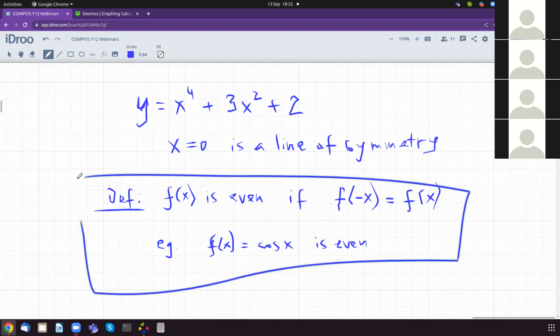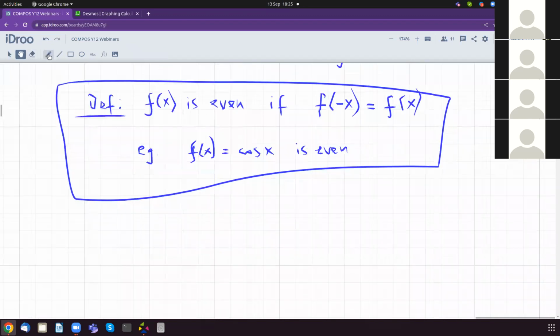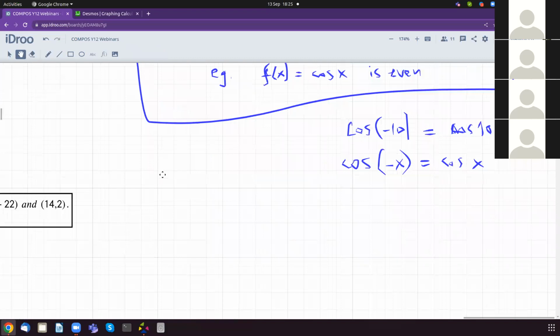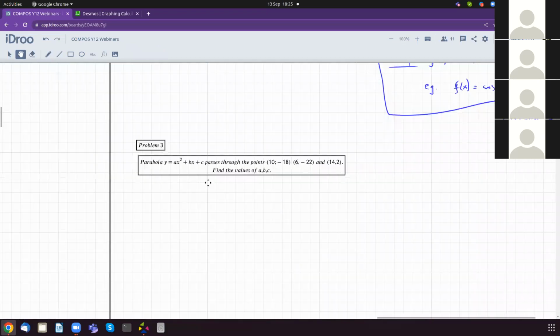Yeah, that's a formal definition. Cosine x, because if you take a calculator and do cosine of minus 10, it will be the same as cosine 10. And this is true for any number. Cosine minus x is equal to cosine x. You will see that cosine is an even function. Okay.